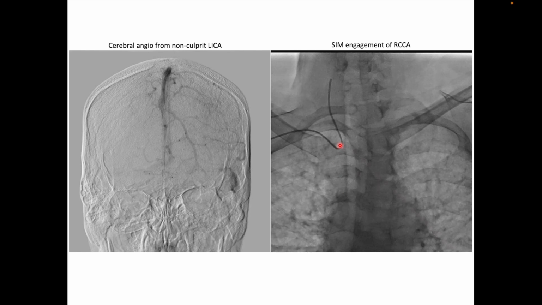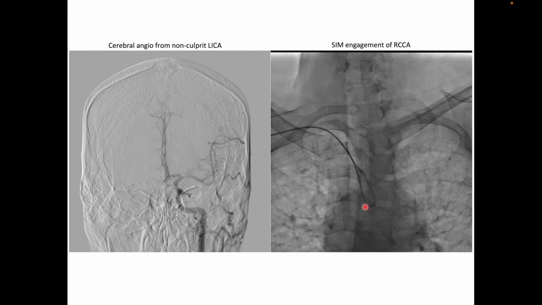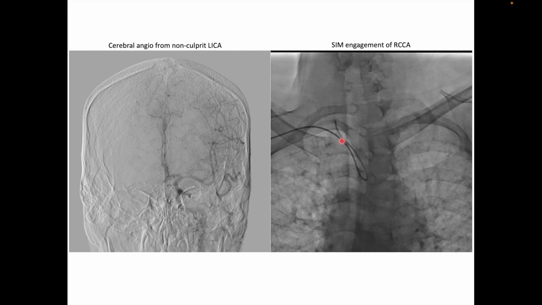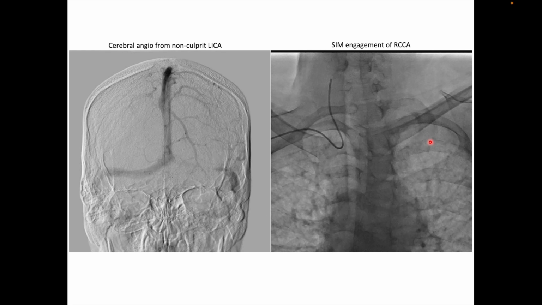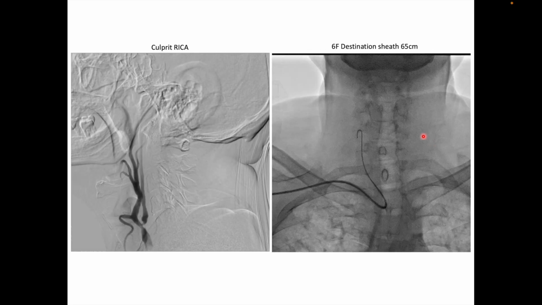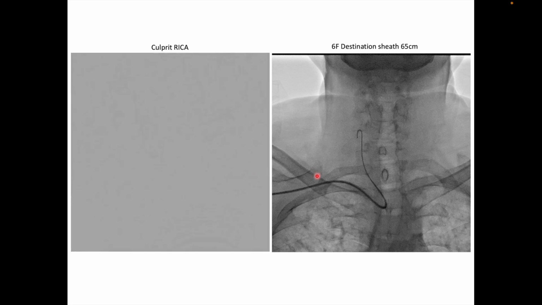So then you've gone on to the right side. You can see how the catheter is coming up, and by pulling it up, it's gone into the right common carotid artery. And then you take a picture and you see that there is a critical ostial disease in the culprit right internal carotid artery.